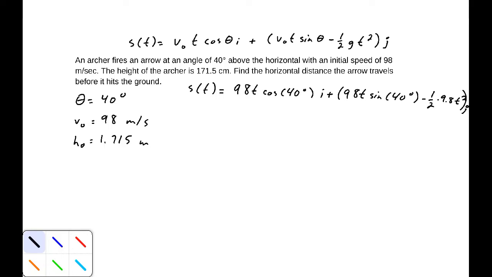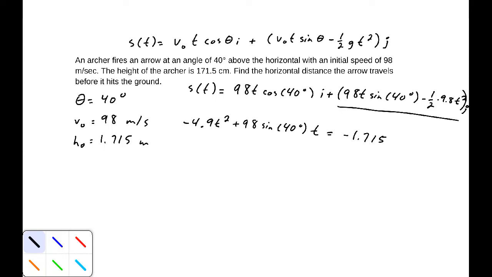Now what we need to find is when the vertical component, the j component, is 1.715 meters below the initial height. So let's make this into a quadratic. Thinking about the vertical component, we've got negative 4.9 t squared plus 98 sine of 40 degrees t. When is that equal to negative 1.715?